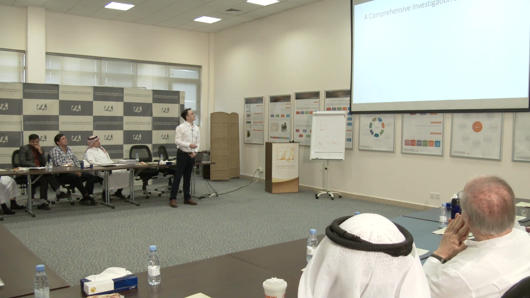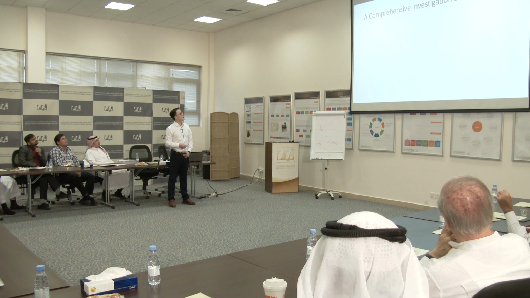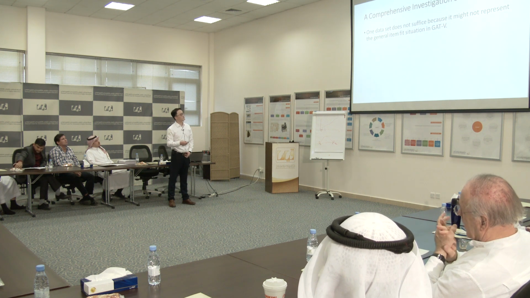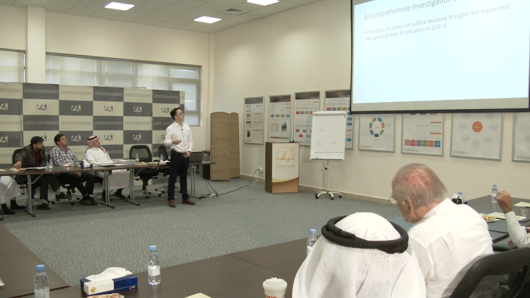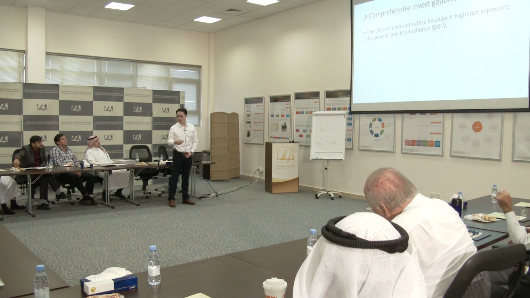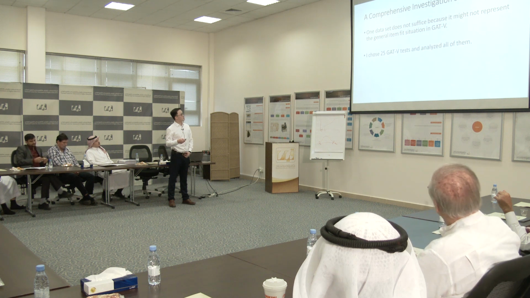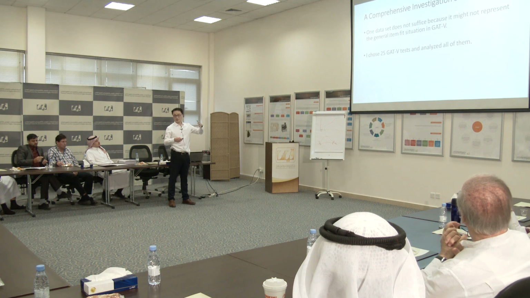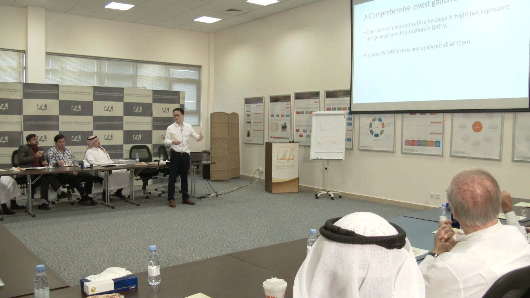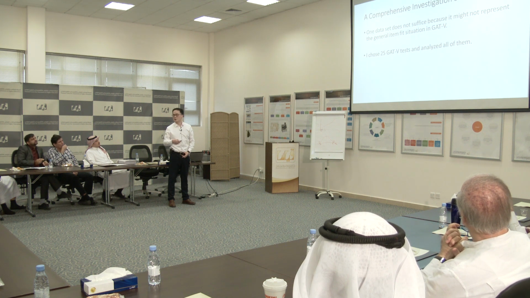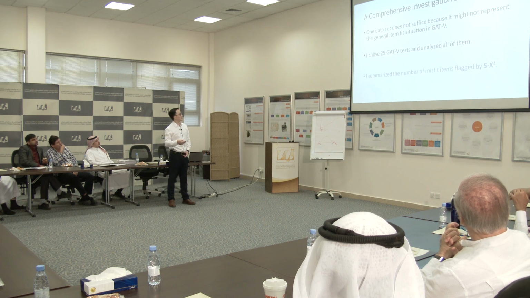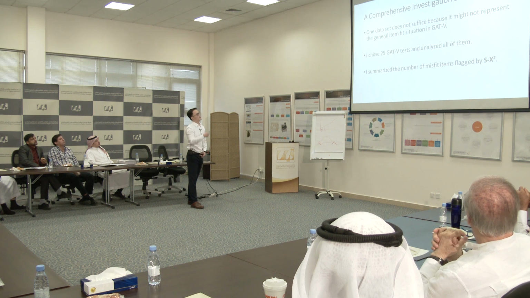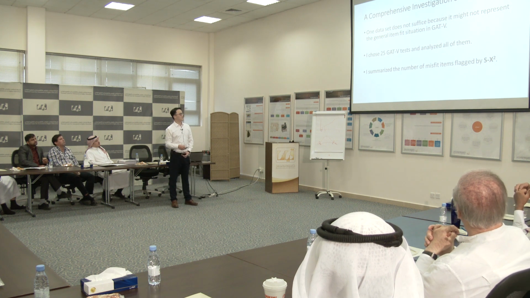So here I did a comprehensive investigation of GAT verbal. What do I mean by comprehensive? First, I feel one data set, one test does not suffice because it might not represent the general item fit situation in GAT verbal. So that's why I chose 25 GAT verbal tests and analyzed all of them. That's all the GAT data sets I have on my computer. That's why I chose 25. It's totally arbitrary and random, okay? And I summarized the number of misfit items flagged by the Orlando Thissen statistics.